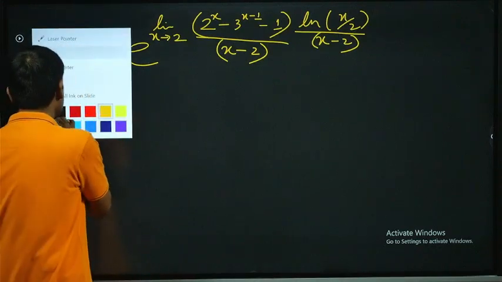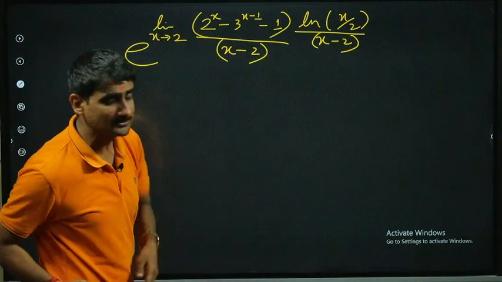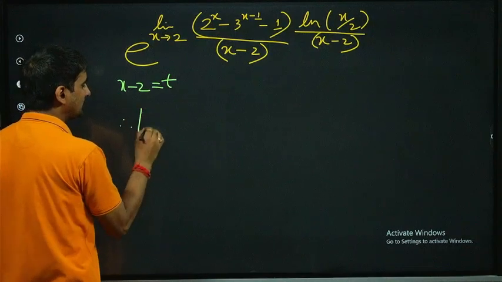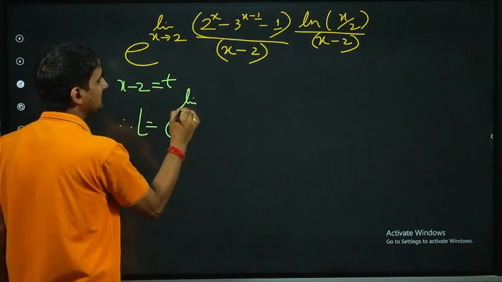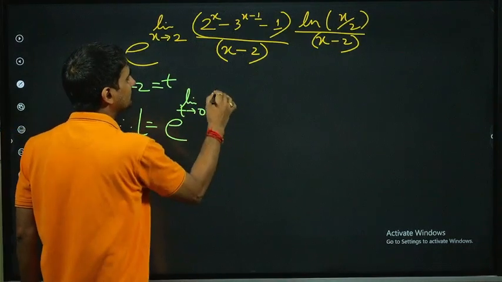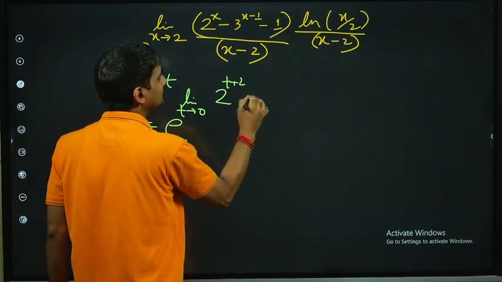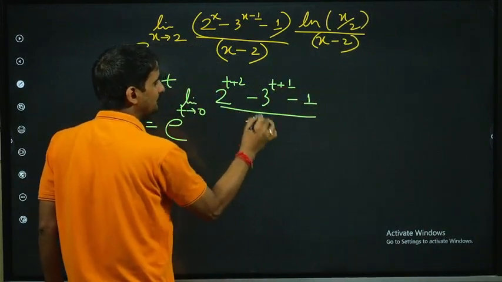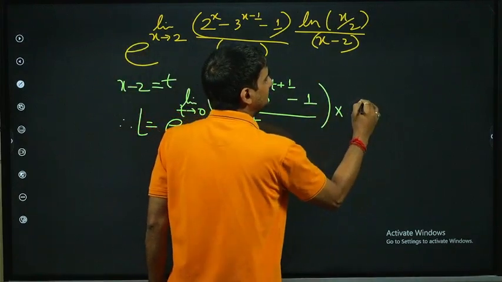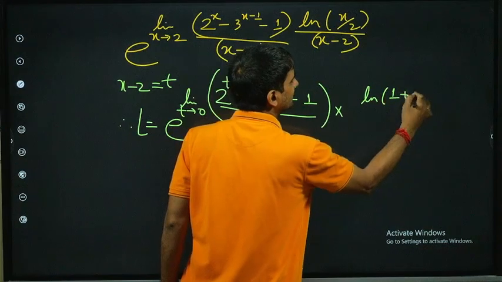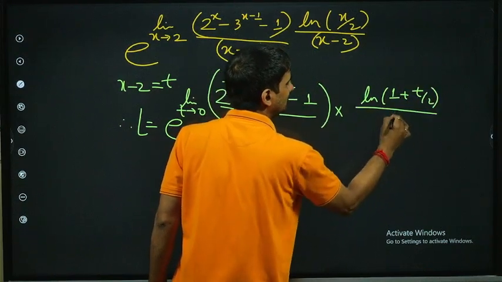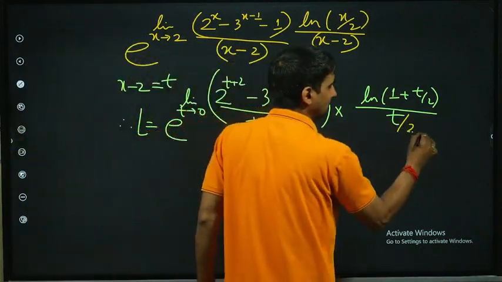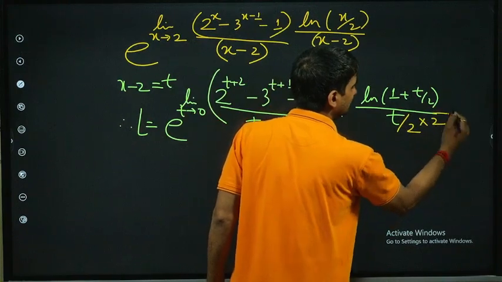Now I will suggest the same thing which we did to check the indeterminate form. Let x minus 2 be replaced by t. So therefore the limit is e raised to the power limit as t approaches 0 of (2^(t+2) minus 3^(t+1) minus 1) upon t, into ln(1 plus t/2) over t. Okay, so the second one is already sorted out, so t by 2 into 2.